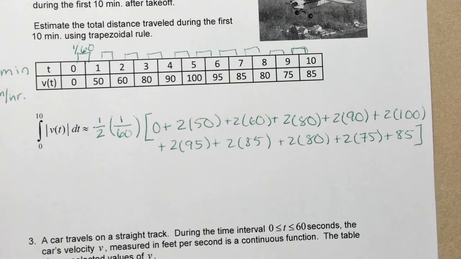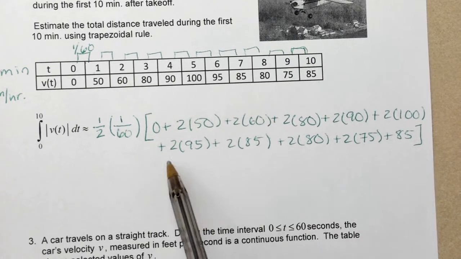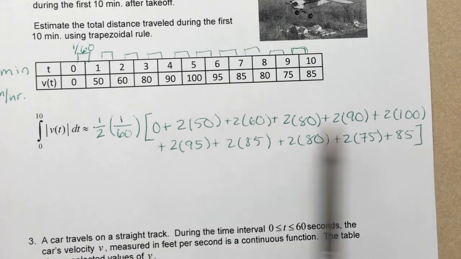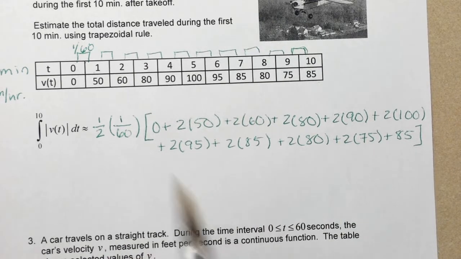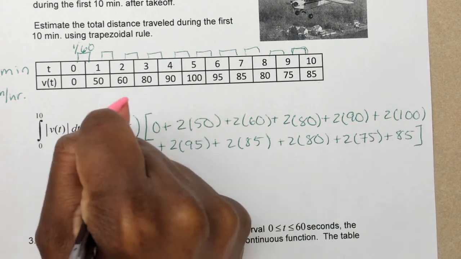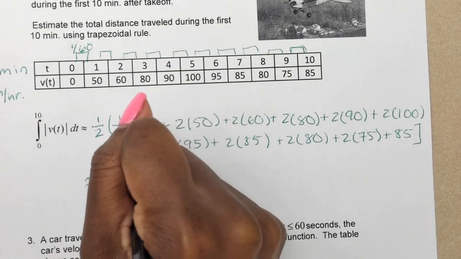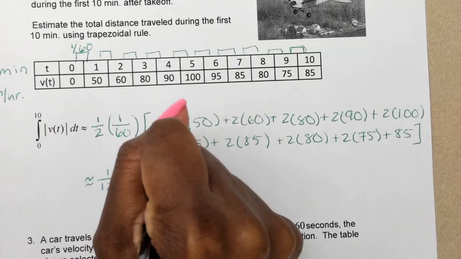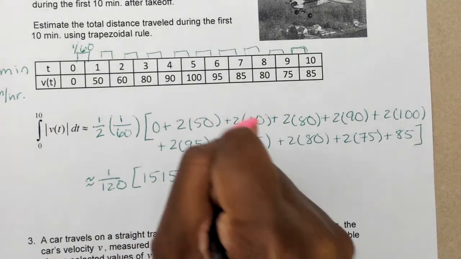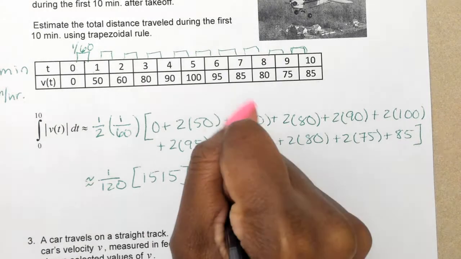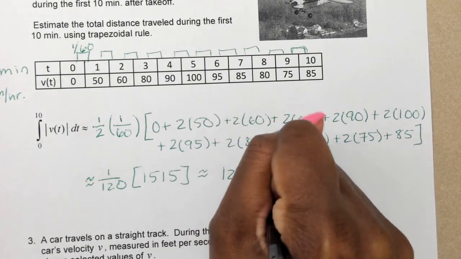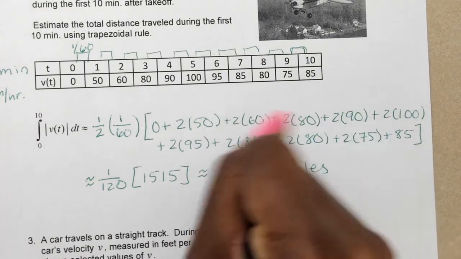So we have 2 times 50 plus 2 times 60 plus 2 times 80, and so on and so forth. When we calculate all of this on the inside and these two pieces on the outside, we have approximately 1/120 times 1515, which is approximately 12.625 miles.